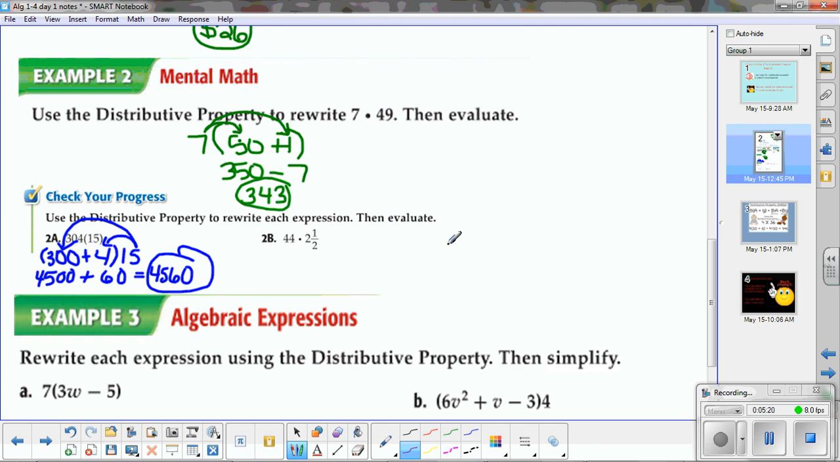In the next example, I would probably think of this one as 44 times the quantity 2 plus 1/2, because 2.5 can be broken up into 2 plus 1/2. Now using distributive property, 44 times 2 is 88, and 44 times 1/2, or 1/2 of 44, is 22. And since it's plus, or a positive, it's going to be plus 22. 88 plus 22 is 110.